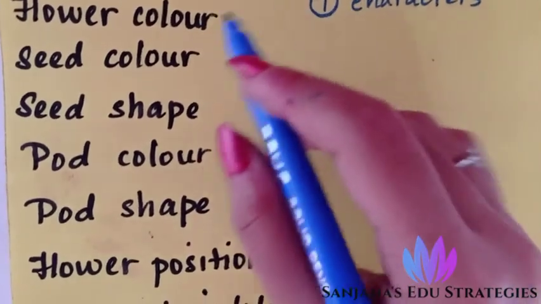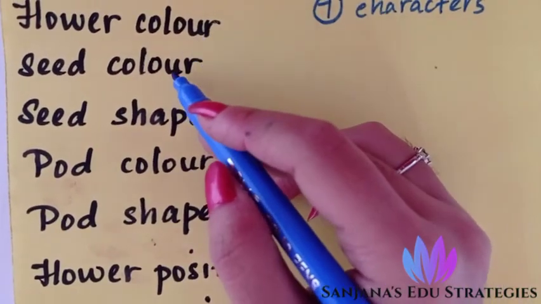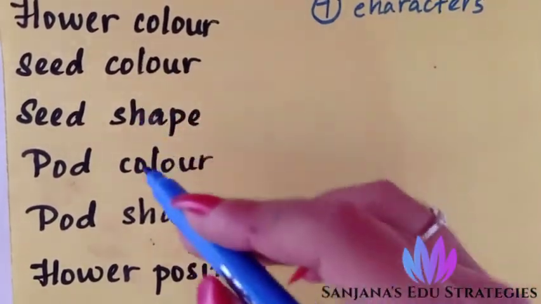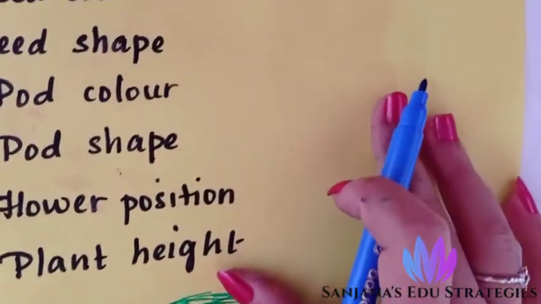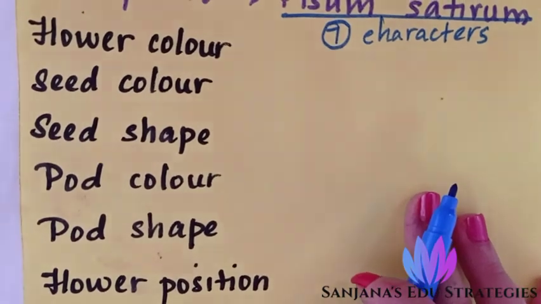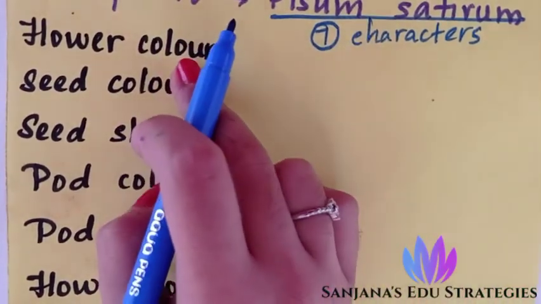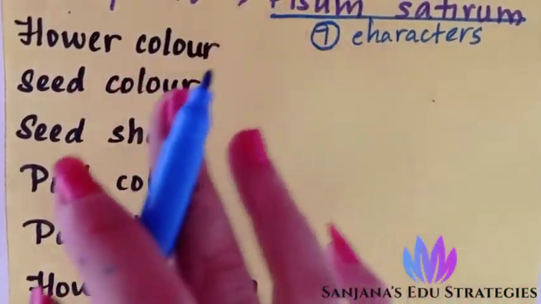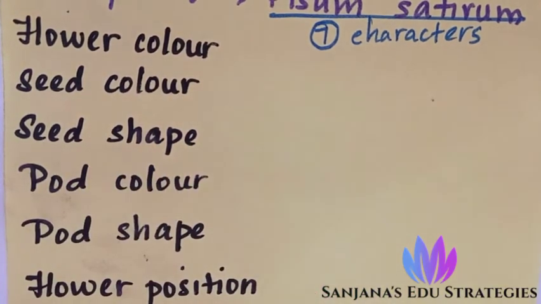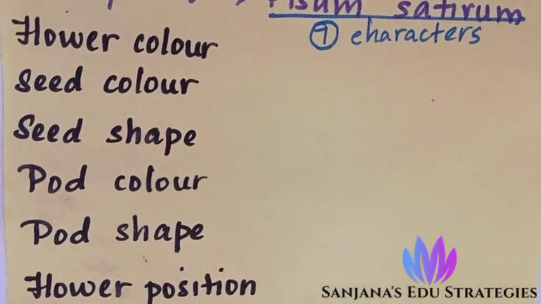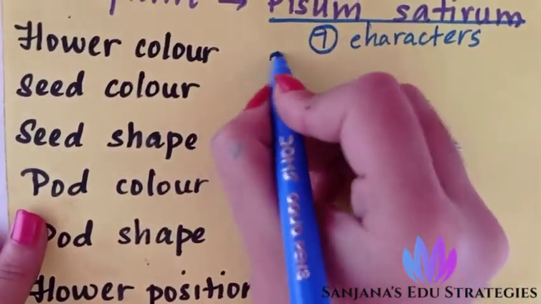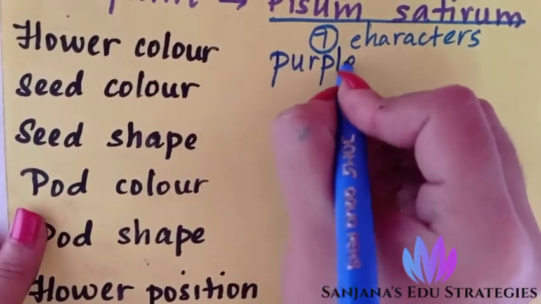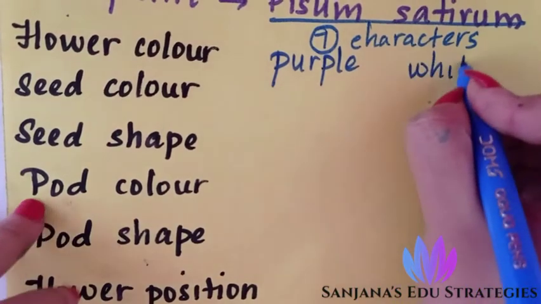Let's see what the 7 characters are: flower color, seed color, seed shape, pod color, pod shape, flower position and plant height. These are the 7 characters. Flower color: he identified in the pea plant there are 2 flower colors. What are the 2 flower colors, children? One is purple, another one is white.